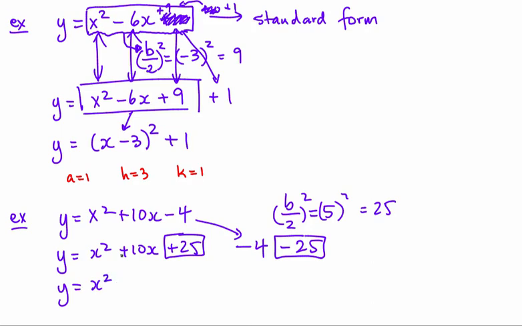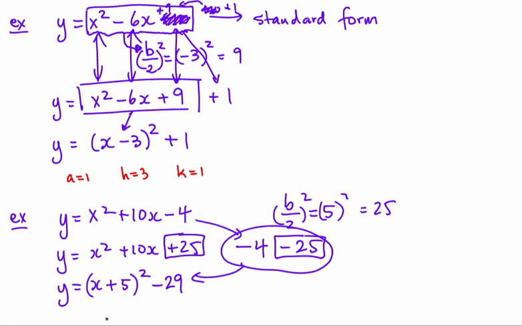So I get x plus 5, all squared. There's your x. This gives you your 5. That gives you your plus sign. And then this piece here is going to sit on the end as minus 29. Negative 4 and negative 25 together is negative 29.